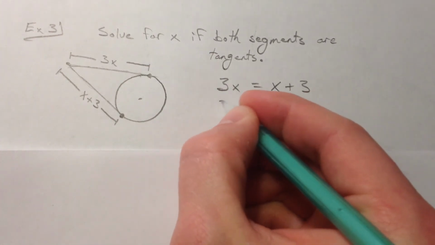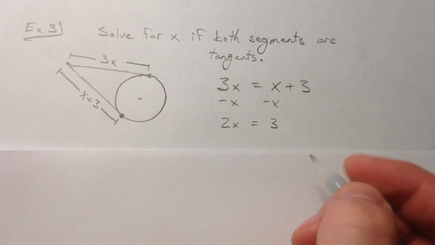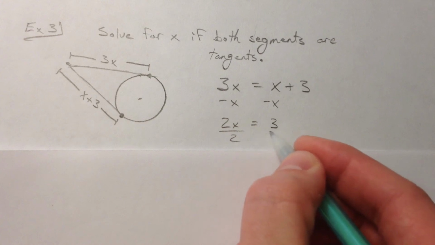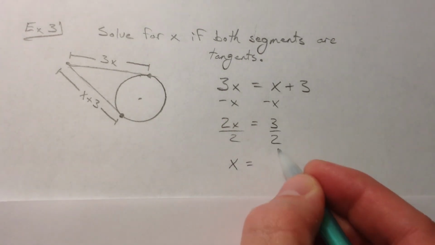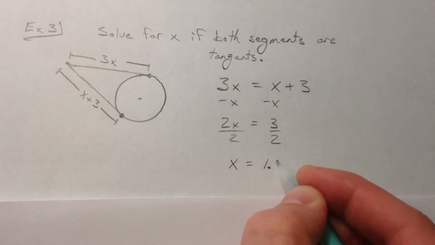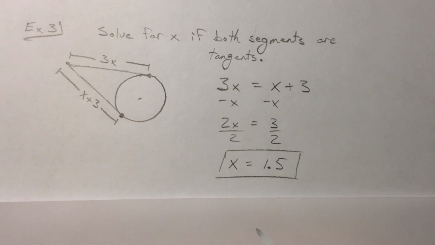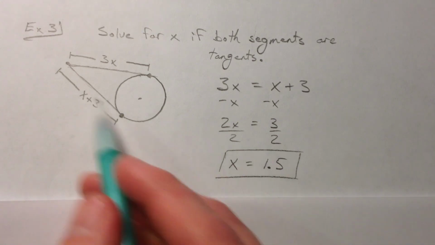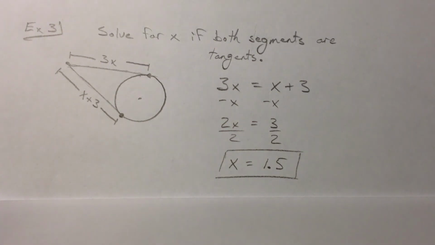I could subtract x from both sides. I could get 2x equals 3. And then I could divide by 2. And then suddenly x equals 3 divided by 2, or 1.5. And that is how you find x in this case, because we set them equal to each other.